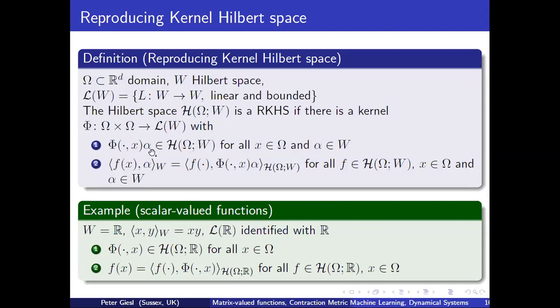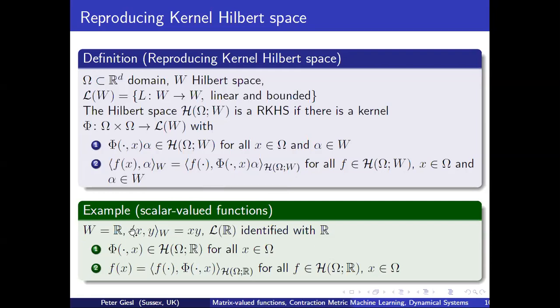So this needs to be in the Hilbert space, argument in omega, and the map should have values in W. And this is the reproducing kernel property. Again, we have this inner product of f of x, which is a function with values in W, with alpha, again in W. And this is the scalar product in W. And that can be reproduced by this quantity with the inner product in H omega.